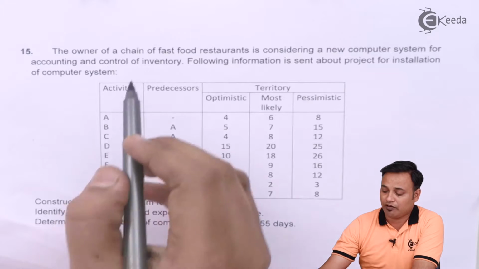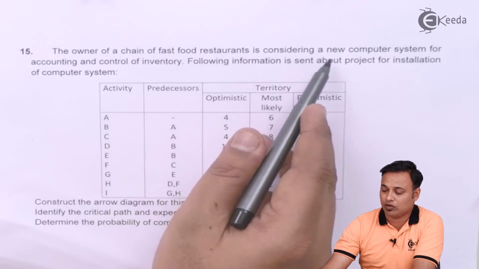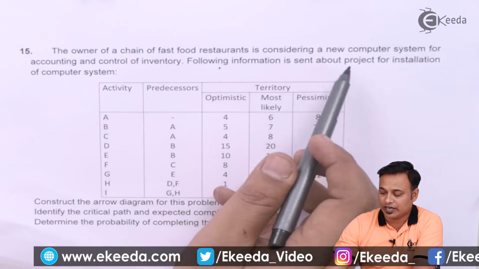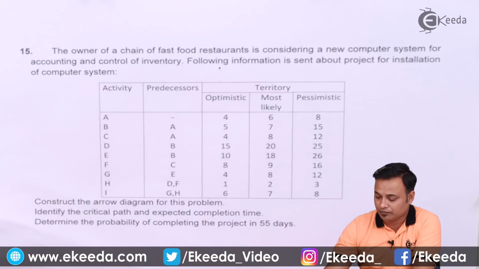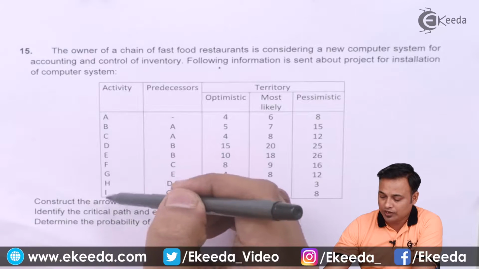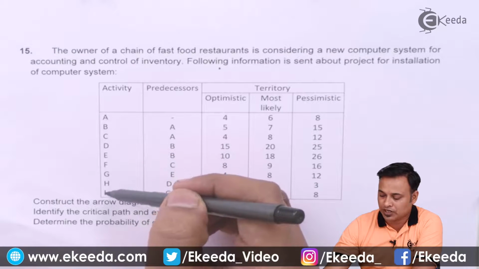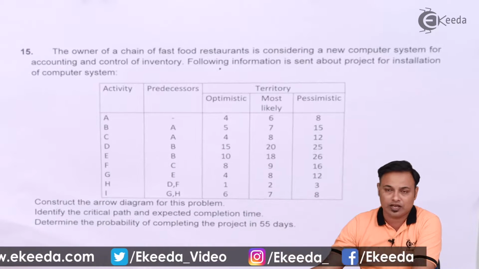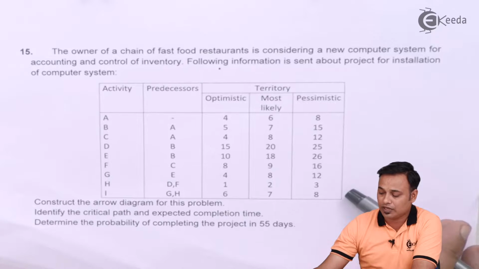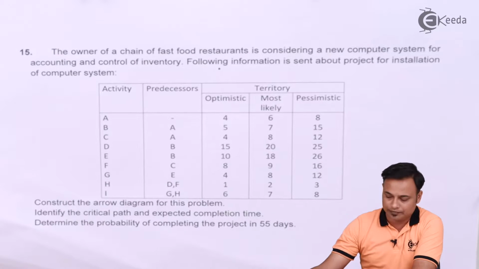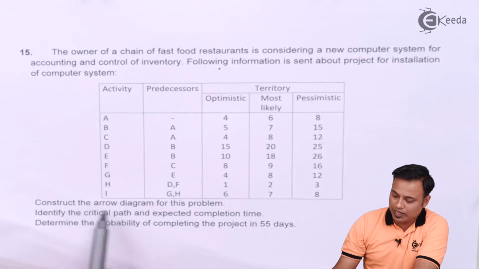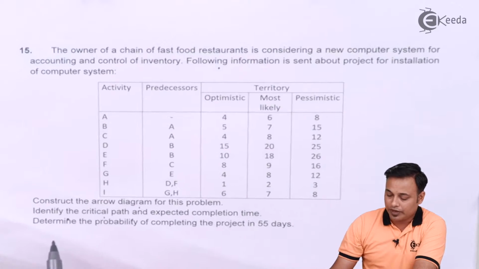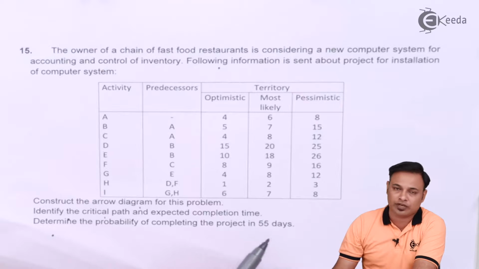The owner of a chain of fast food restaurant is considering a new computer system for accounting and control of inventory. Following information is given about the project for installation of computer system. So these are the activities A to I. So A, B, C, D, E, F, G, H, I. So we have a good number of activities. We are given the predecessors and we are given the optimistic, pessimistic and the most likely time. And we are asked to construct an arrow diagram for this problem, identify the critical path and the expected completion time, and determine the probability of completing the project in 55 days.